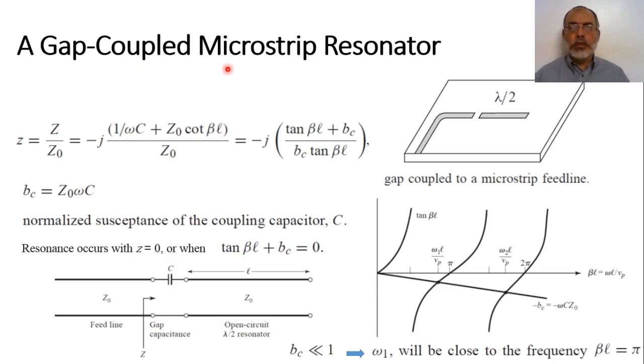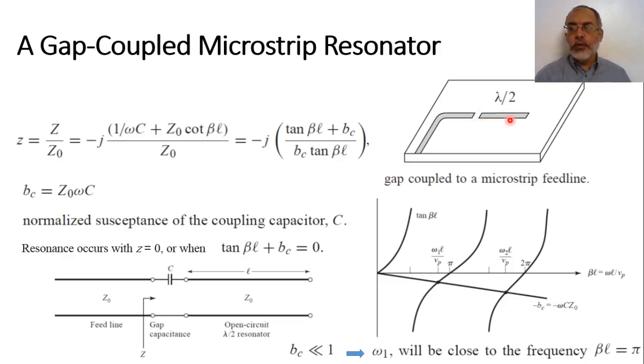A gap coupled microstrip resonator. In the previous video, we have studied different configurations for excitation of resonators. One of these excitation methods is gap coupled to microstrip. In this case, we said that we have a microstrip line coupled to a printed microstrip resonator, and is coupled through a capacitive coupling at this gap.